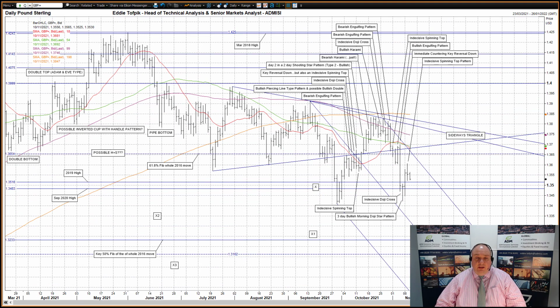Cable, aka sterling against the US dollar. A long-legged but still indecisive spinning top yesterday. This comes after the previous three sessions made a 3-day bullish morning star pattern, which so far has not really seen a follow-through higher of note. We're now just over midway between the upper line, currently at 136.70, and the middle line, currently 133.25, of the early September to late October bearish Andrews pitchfork.